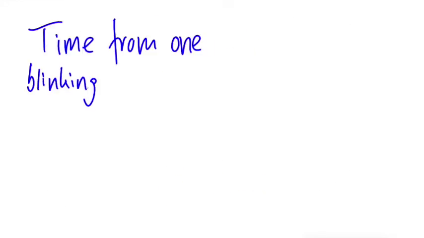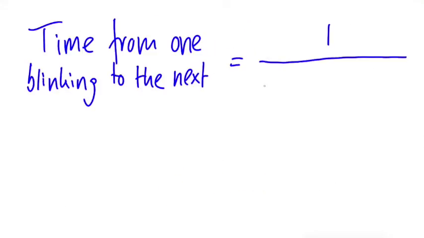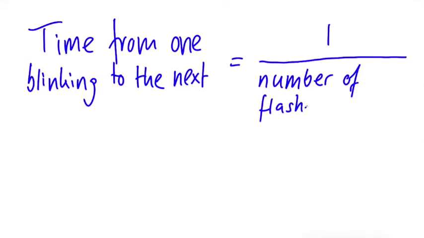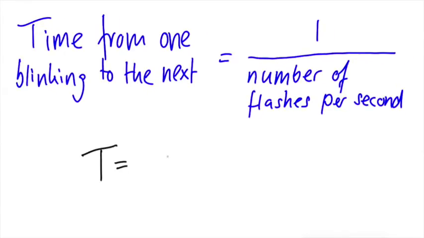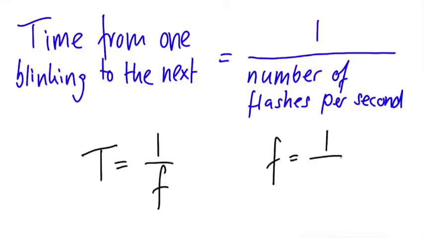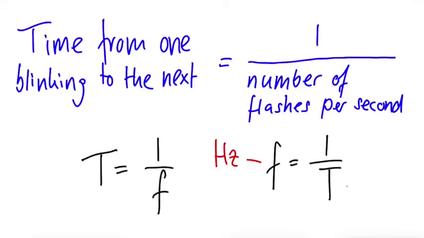The time it takes from one blinking to the next is simply 1 second divided by the number of waves I have in this second. In physics terms, the time from one flash to the next is the time period capital T. It is 1 second divided by the number of flashes per second, the frequency f. Rearranging gives me small f equals 1 over capital T. To get the frequency in hertz, the time period needs to be given in seconds.